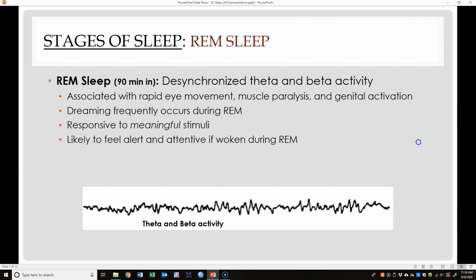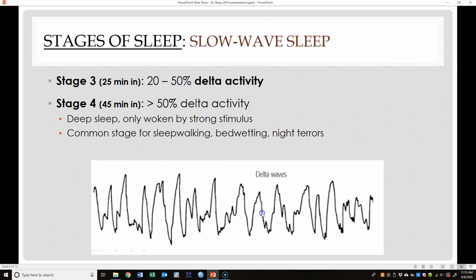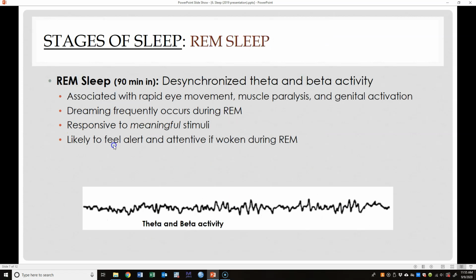If we wake you up out of REM sleep, it's likely that you might feel more alert and attentive, since we wake you during this episode of desynchronous theta beta activity. If I wake you up out of delta sleep, you're not going to like it. You're going to be slow, sluggish, and more likely to have a hard time getting the engine running. But if we wake you up out of REM sleep, again, you're likely to feel alert and attentive. So again, this is about 90 minutes in terms of a sleep-wake cycle.